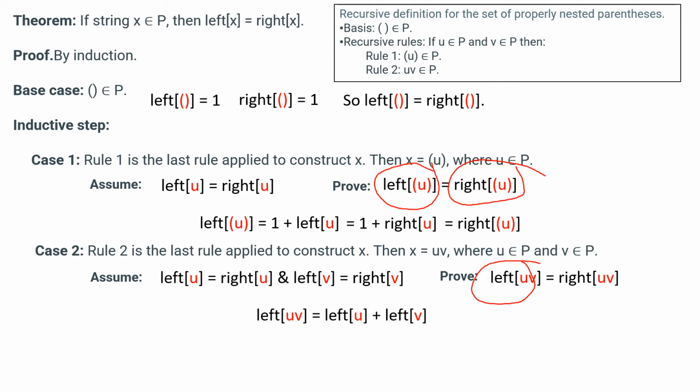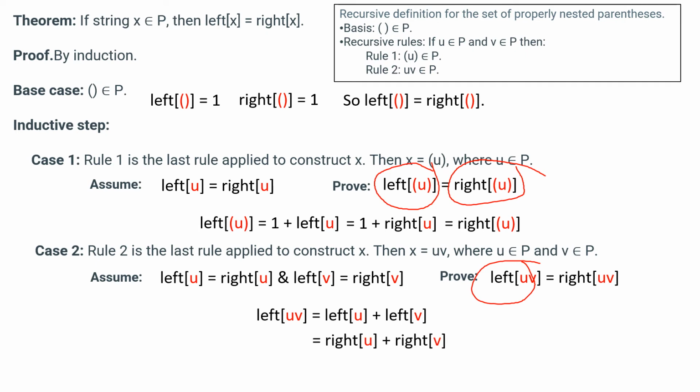So first of all, starting with the left of this new element uv, the number of left parentheses. Well, if all we did was put u and v together, then the number of left parentheses in both of those, once they're together, would be the sum of the number of left parentheses in each one. So left(uv) is equal to left(u) plus left(v). Okay, right? Because all we did was put them together, we didn't change the number of left and right parentheses that were in there.